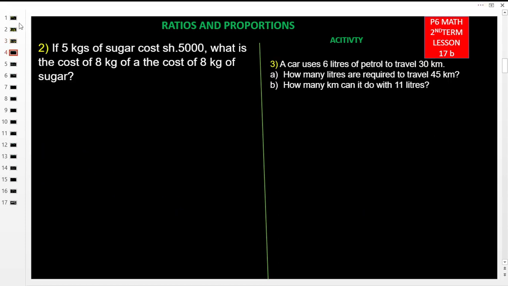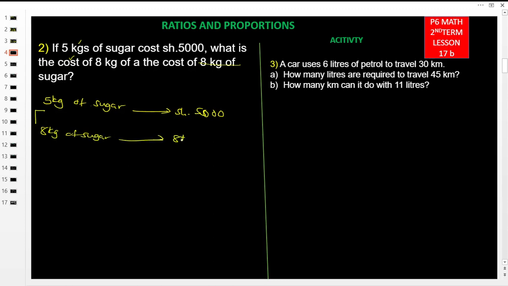Alright, let us also get this other example. If 5 kilograms of sugar cost this amount of money, what is the cost of 8 kilograms of sugar? This one is repeated. If they are asking for the cost, we start with the kilograms. So 5 kilograms of sugar, they do cost shillings 5,000. Then what's the cost of 8 kilograms of sugar? It will cost our inverted L.